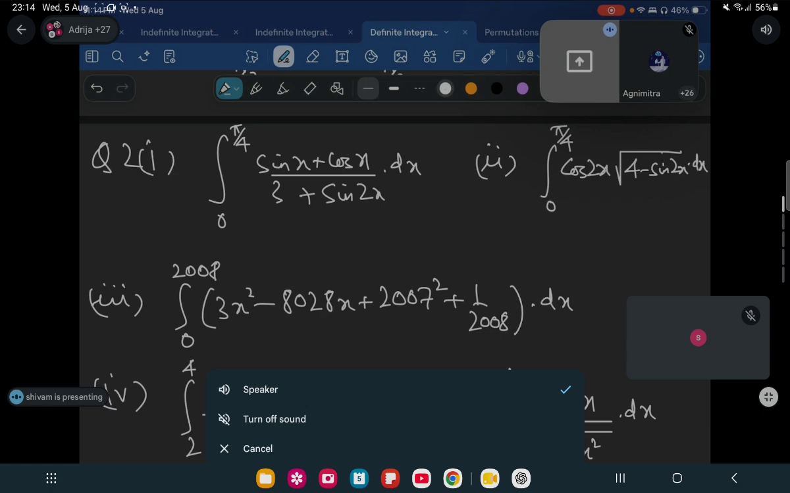Wait a minute. Ritam, I've got a different answer for the first one. Second one, check. Third one is correct. Okay, Ujan, I've got a different answer for the first one. Of course, the area will be positive. You see, 0 to pi by 4, everything is positive.